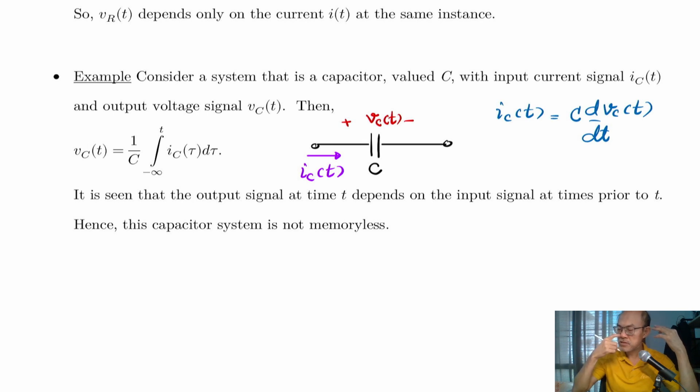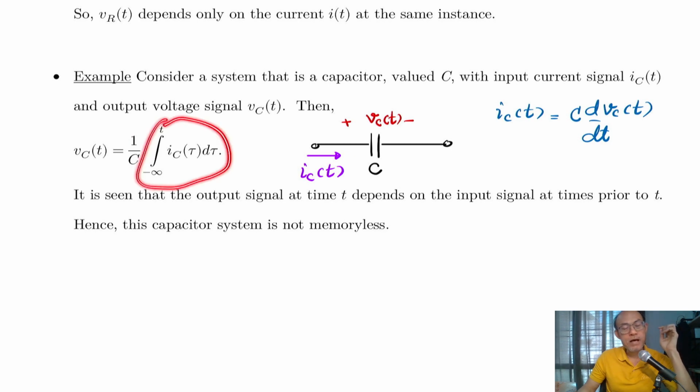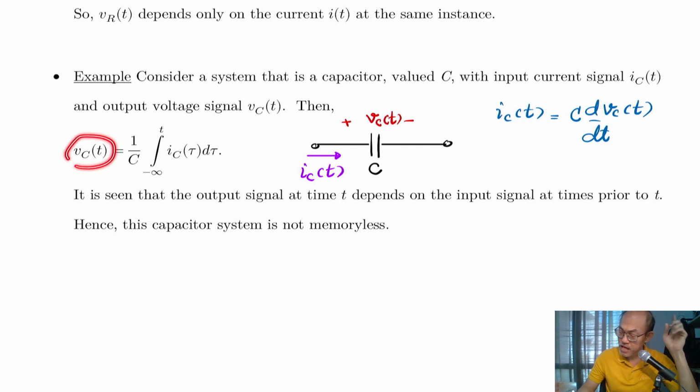So from this differential equation, we can solve for the voltage across the capacitor, which is Vc, and it is 1 over C, the integral of the current through the capacitor up to time t. And if we regard the voltage Vc as the output, then we see that the value of the output at time t depends on the value of the input at times prior to t, because we are integrating from the past until the present. So Vc depends on the past values of IC.